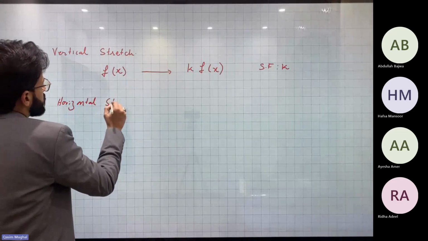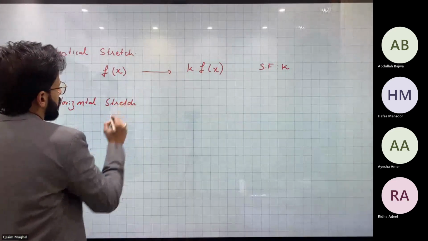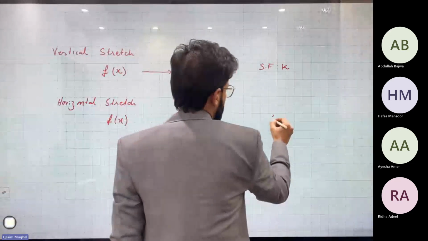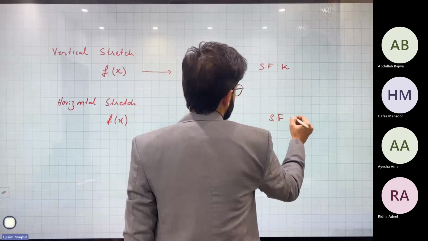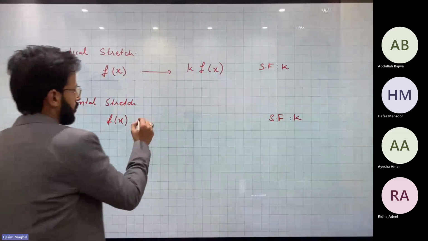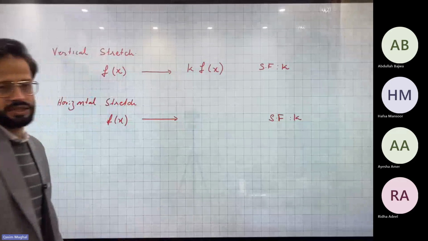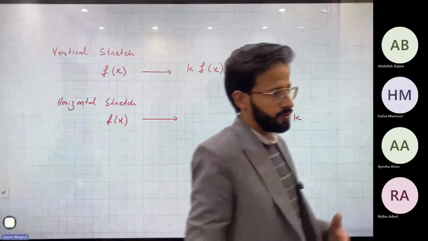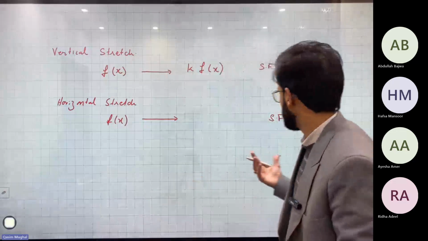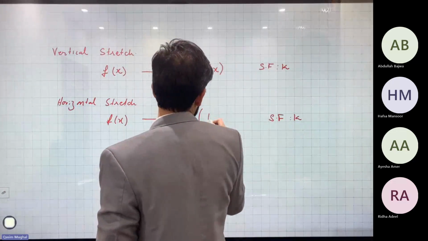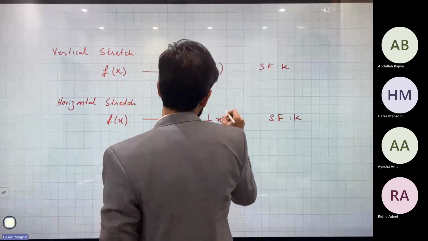For horizontal stretch, if you have f of x and the stretch factor is k, whenever we make changes with x, this happened in the translation as well. It was the opposite behavior. So the same will be here in this case. So f of 1 over k into x.